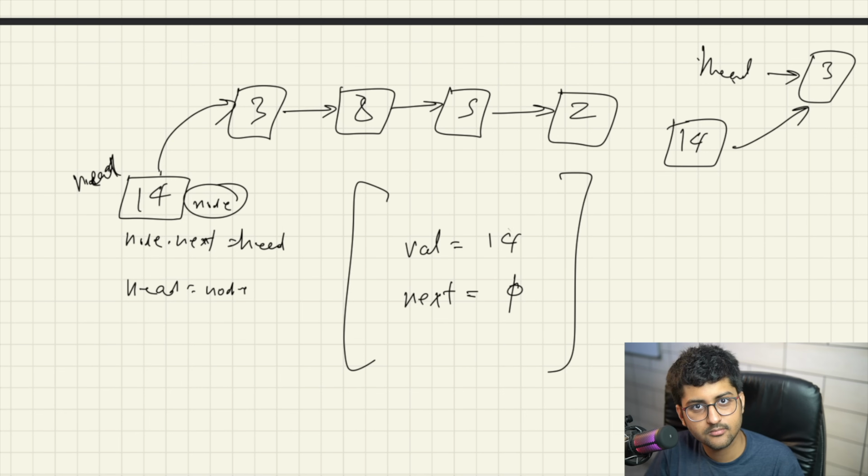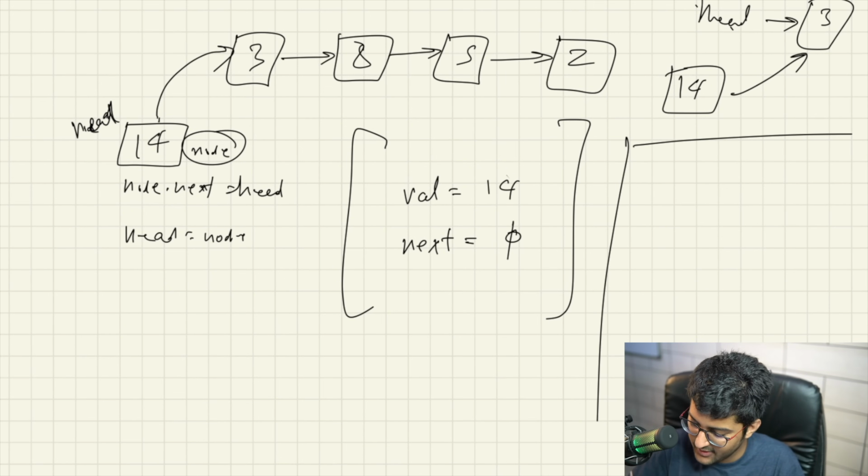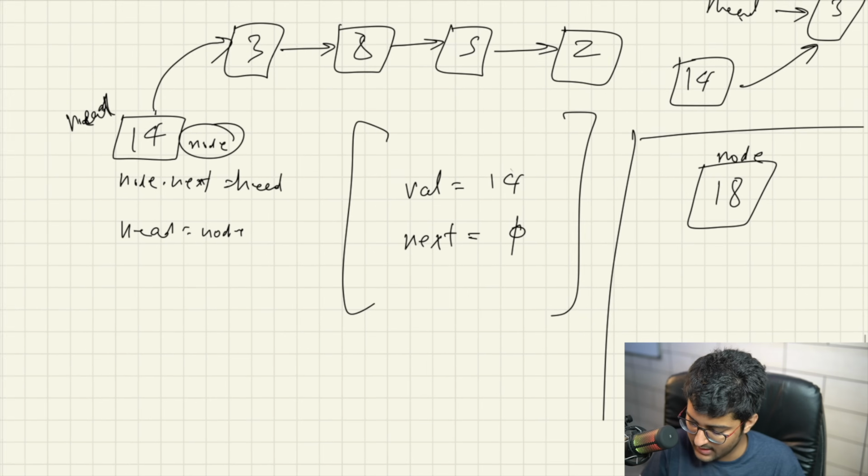Make sense? Okay. If there was no single element provided, if there was an empty list, what would you do? You create a new one. Let's say I create a node like 18. I create a node 18. And after that, what is the next step? Head is equal to node.